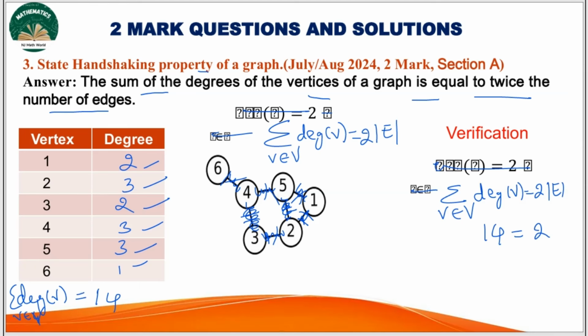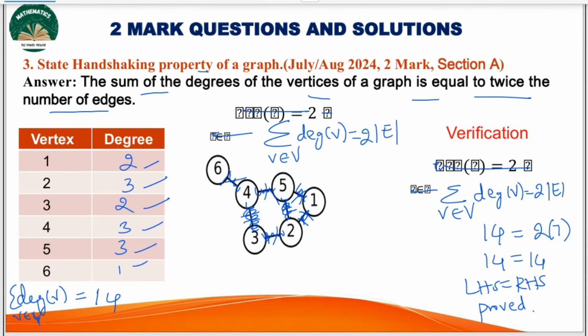So you have to count how many lines there are. Edge means line. So 7. So it will be 14. 2 sevens are 14. Therefore LHS is equal to RHS. Hence proved. We proved the handshaking property. Then moving on with the next question you have.